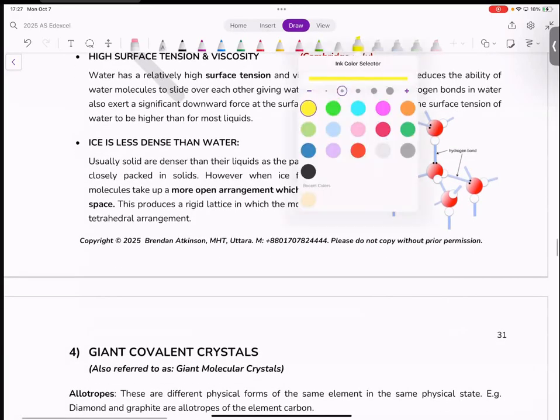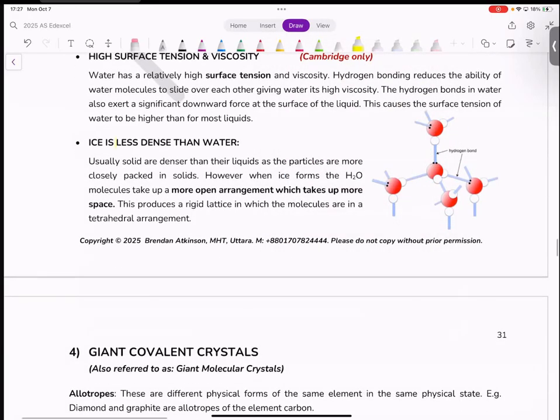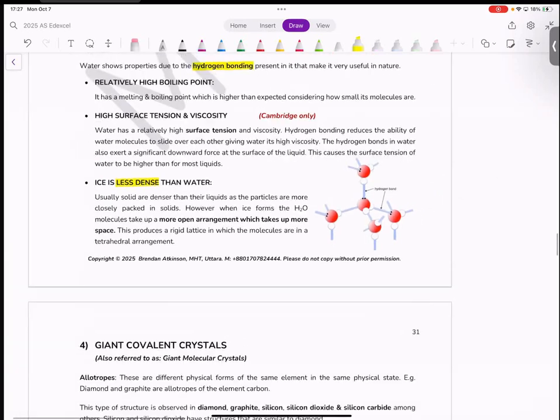Okay, and lastly, we'll end with this. Ice is less dense than water. So what do we know about ice? It floats on water. As normal people, you know this, right? It floats on water because the density of ice is actually less than that of water.